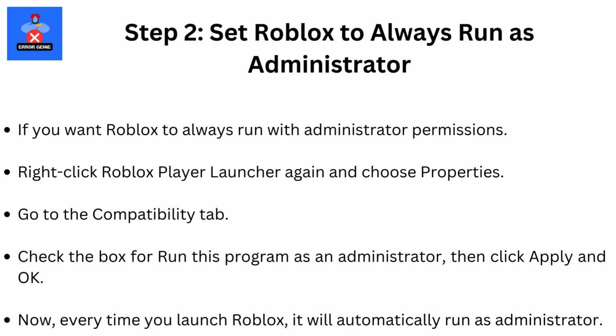Step 2. Set Roblox to always run as administrator. If you want Roblox to always run with administrator permissions, right-click Roblox Player Launcher again and choose Properties. Go to the Compatibility tab. Check the box for Run this program as an administrator, then click Apply and OK. Now, every time you launch Roblox, it will automatically run as administrator.